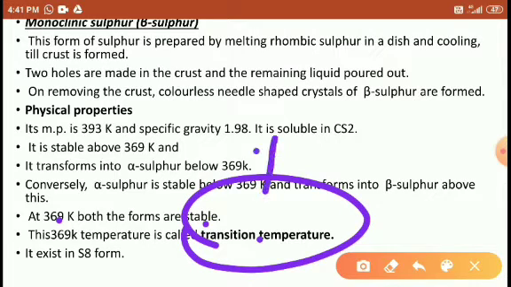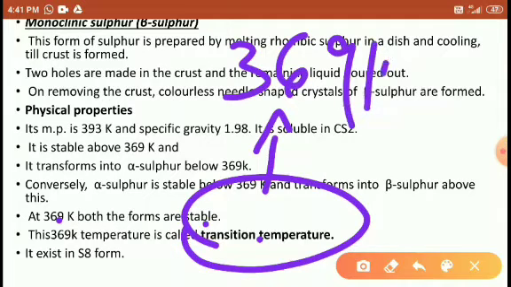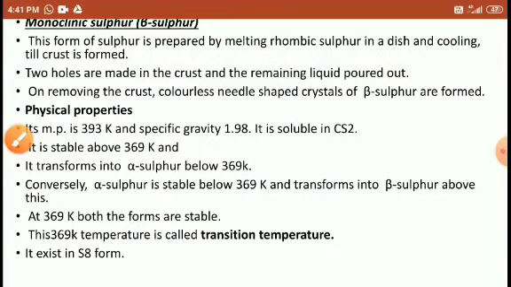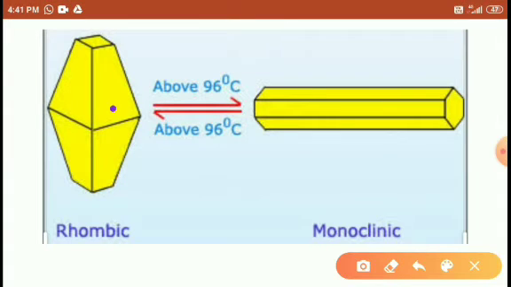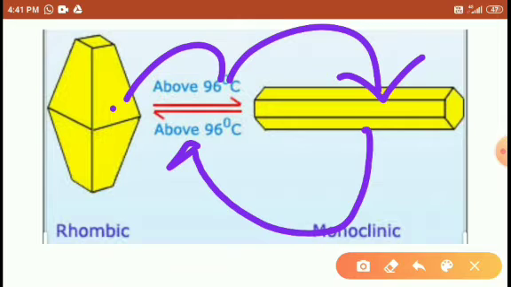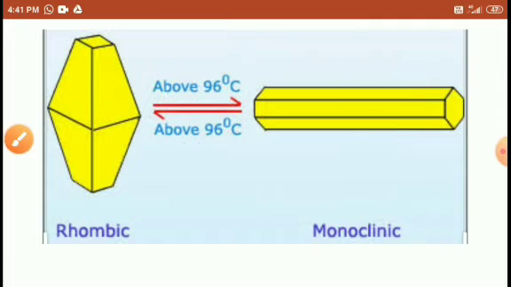At 369 Kelvin temperature, both alpha and beta sulfur form. Below 369 Kelvin, alpha sulfur will form. Above 369 Kelvin, beta sulfur will form. Right, students? And it also exists in S8 form, like this. Rhombic sulfur heated to 369 Kelvin, 96 degrees Celsius, turns into beta sulfur, that is monoclinic. Monoclinic sulfur, when cooled again below 369 Kelvin, turns into rhombic sulfur. Right, students?